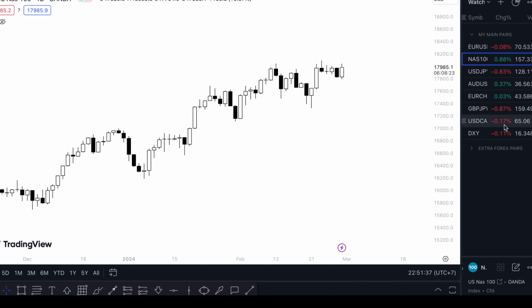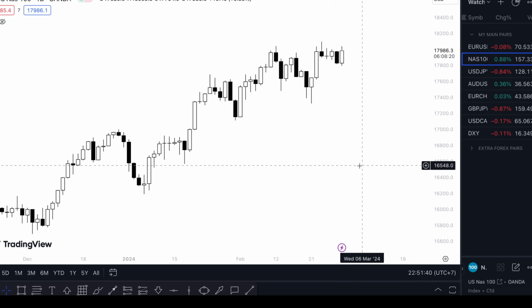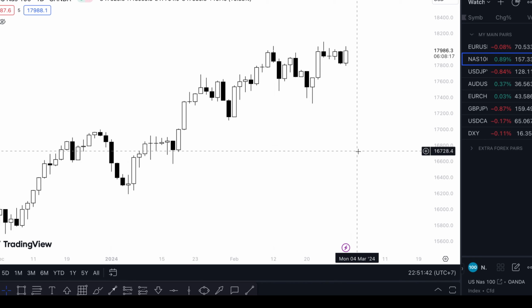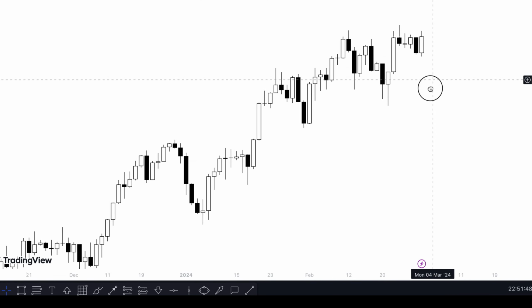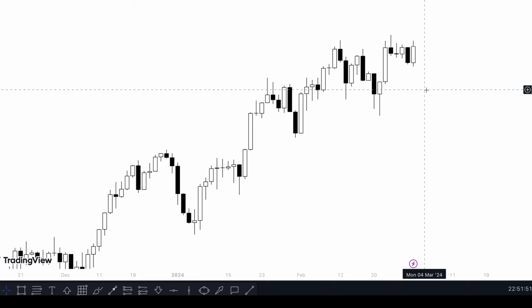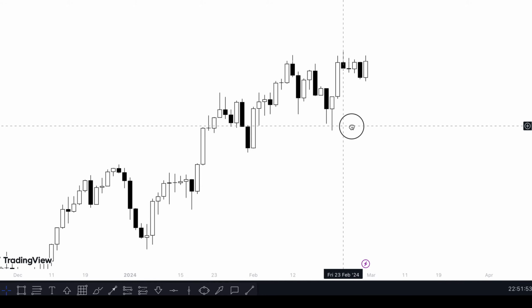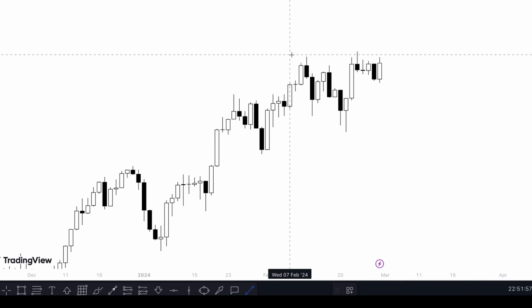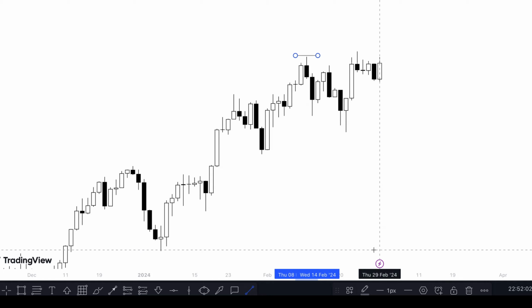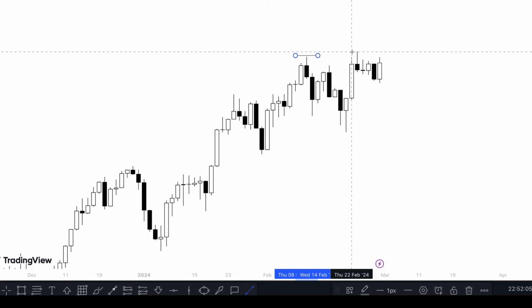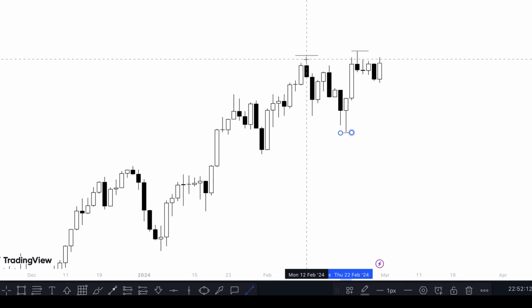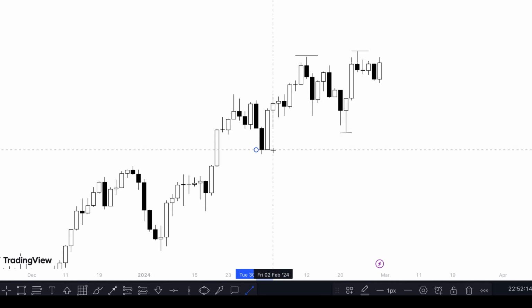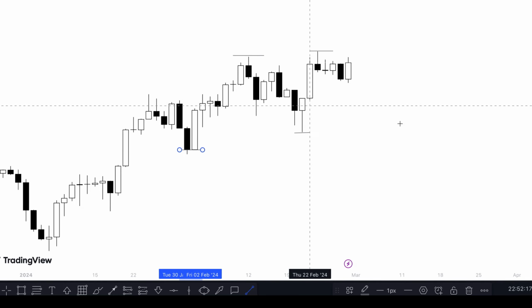So I'm on NAS 100. What I'm going to do is I like to start on high time frame, so I'm on the daily time frame right now. And if you notice here, we have market structure. Current high, previous low, previous high, previous low. And what this tells me is, okay, we're in up structure, obviously.